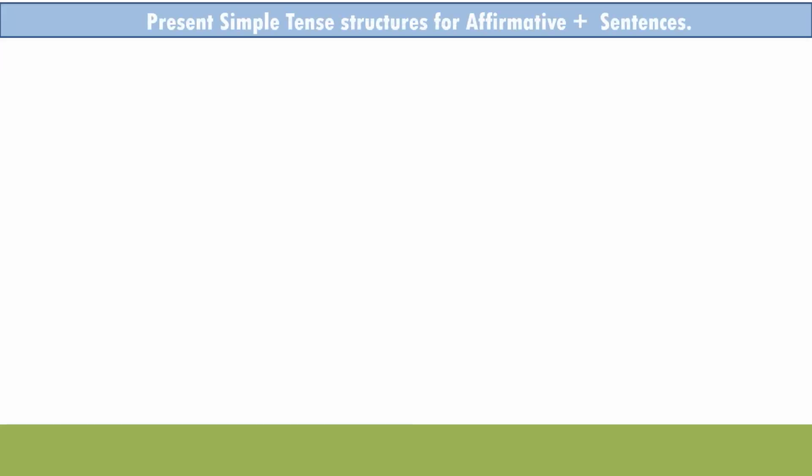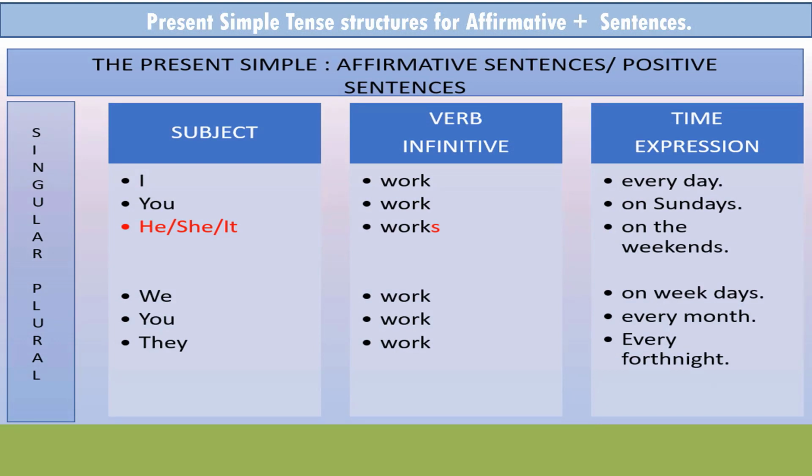So first let's have a look at the structure for the positive sentences. These are also called affirmative sentences. So here we have the table, and on the left side we have the singular and the plural, and these are very important when we look at the present simple tense sentences. Okay, so we're starting with the subject. Our subject is the person or the thing doing the action. This could be a noun or it could be a pronoun. In the table we are choosing pronouns. Okay, so this could easily be a person's name as well.